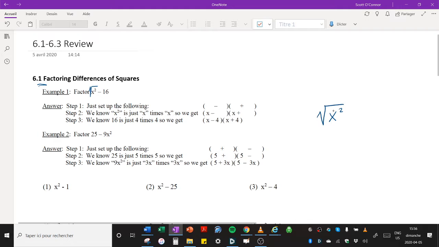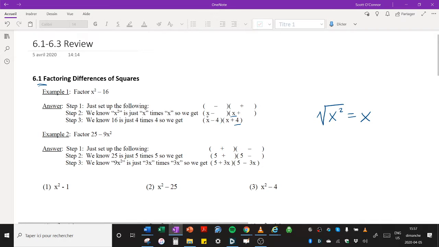And so the square root of x squared is simply x. And so because we know that the square root of x squared is x, and that x times x equals x squared, we can fill in the first term of each of the brackets. And then for the last one, again, we can square root 16, and just 16, don't worry about the sign. We can square root 16 and we get 4, and we also know that 4 times 4 equals 16, and so we can put that as the second term.